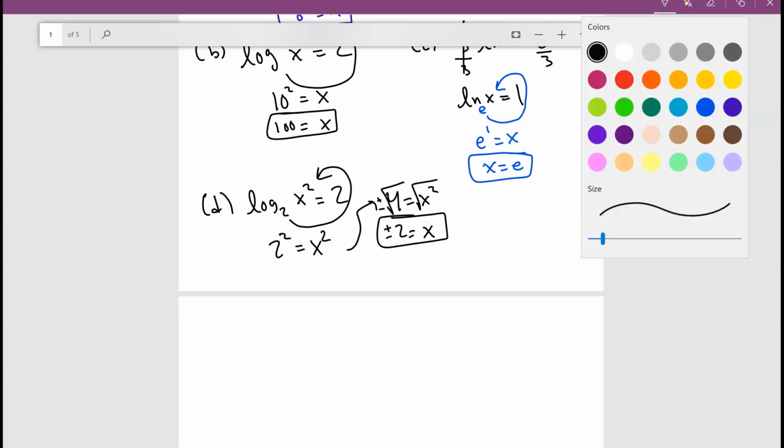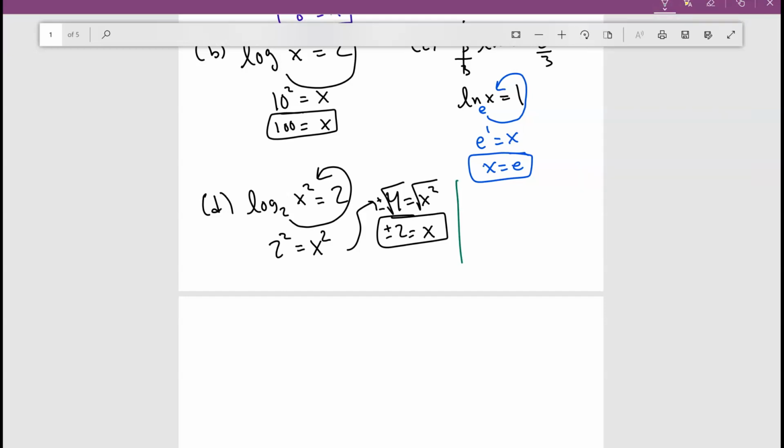Alternatively, you could have done the following. Log base 2 of x squared equals 2. You could bring the 2 to the front, so you have 2 log base 2 of x equals 2. Divide by 2, so you have log base 2 of x equals 1, and then solve it that way. So that's another way you could have done it.